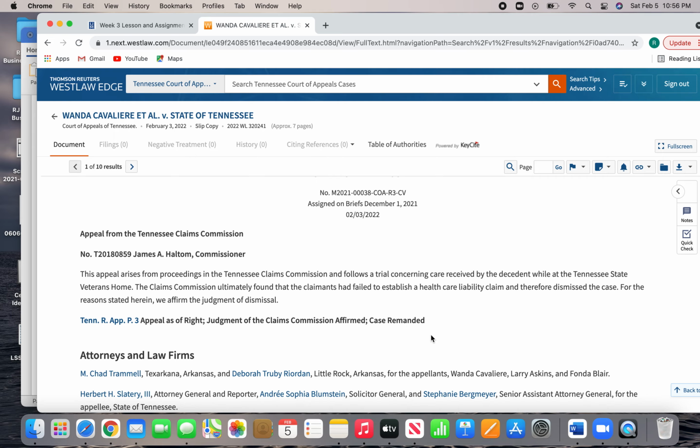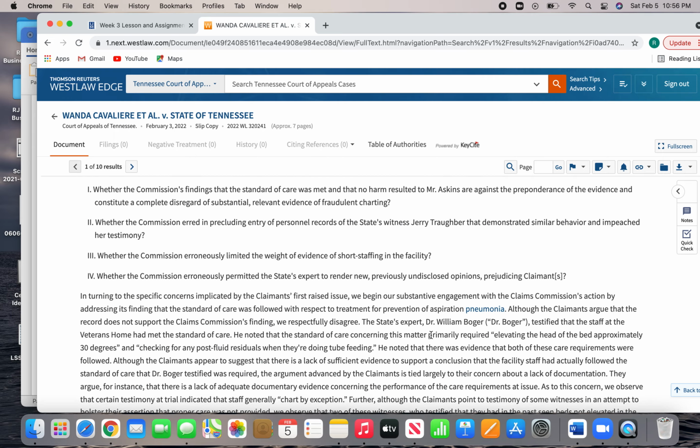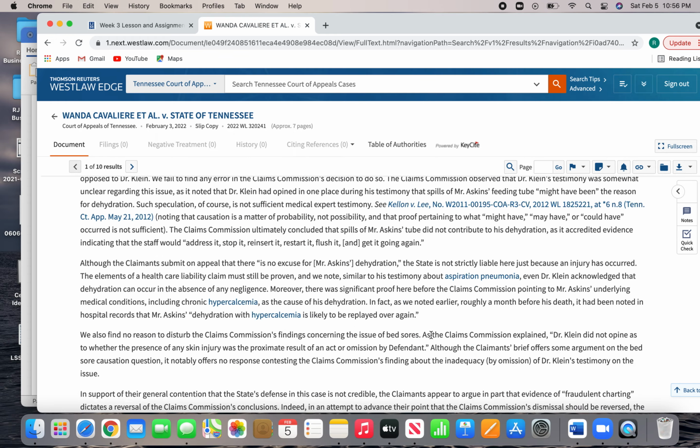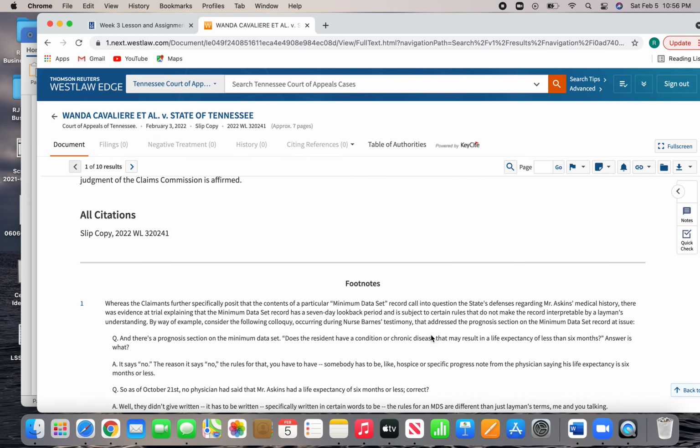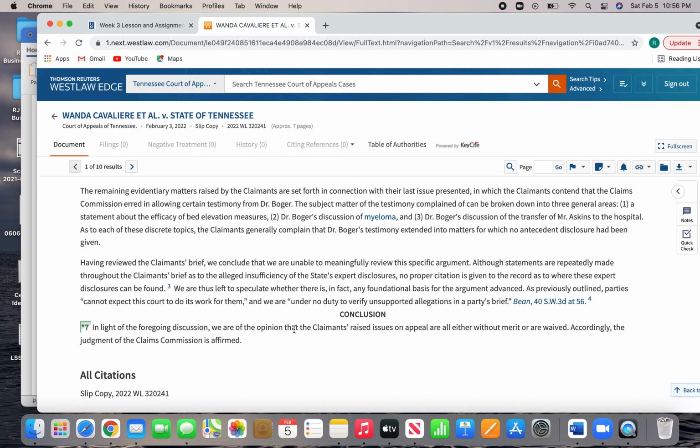It's already giving you the conclusion of the case, but the conclusion also is down at the very bottom, so I can give you a quick peek here. In light of the foregoing discussion, we are of the opinion that the claimants' issues raised on appeal are all either without merit or are waived. Accordingly, the judgment of the claims commission is affirmed. So that's pretty much what that is.